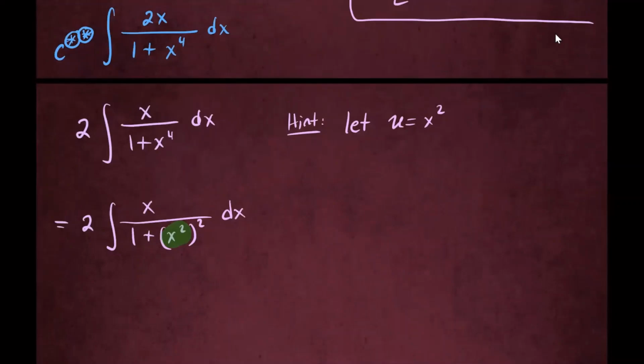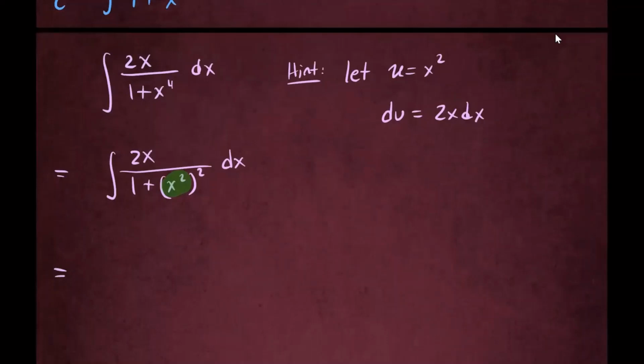So for this one, if you just rewrite x to the 4th as x squared, it works. Based on that observation, I'm selecting u to be x squared. That means my du is going to be 2x dx, and that's exactly what I have in the integral. So I'm going to push this back inside so you can make the direct substitution.